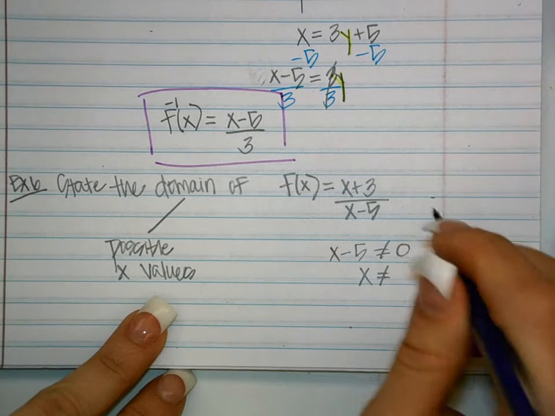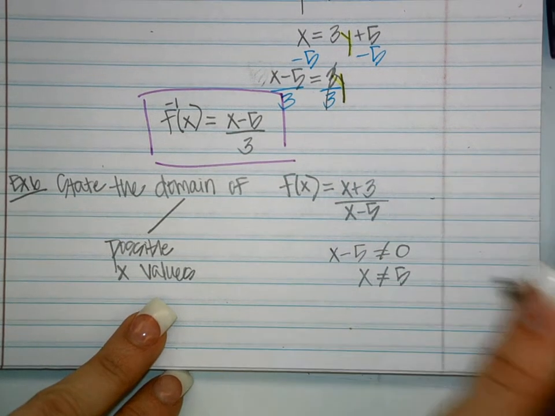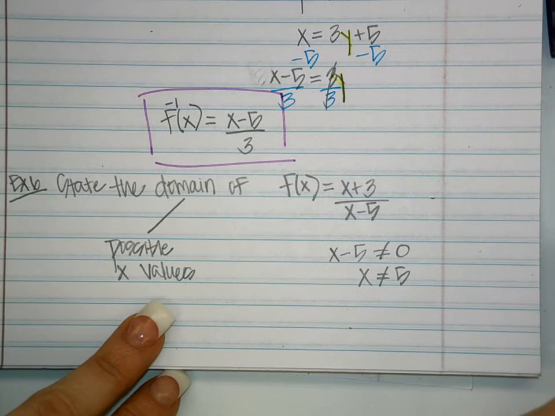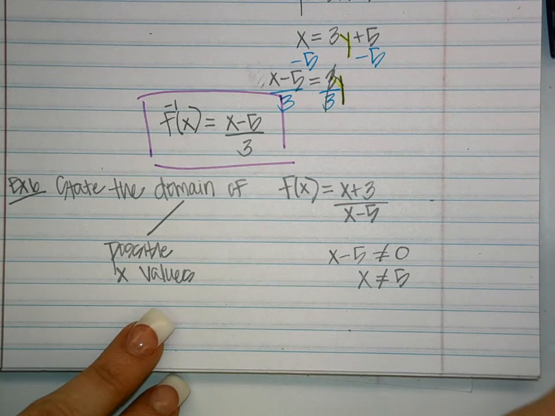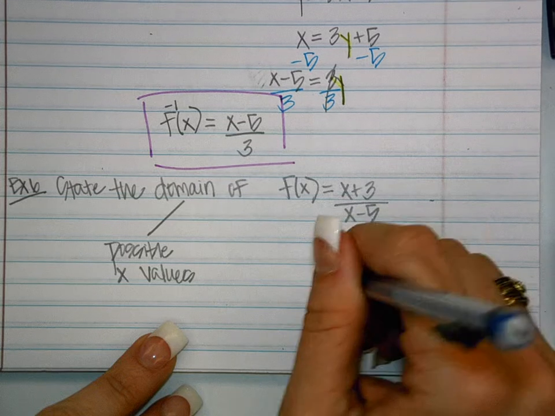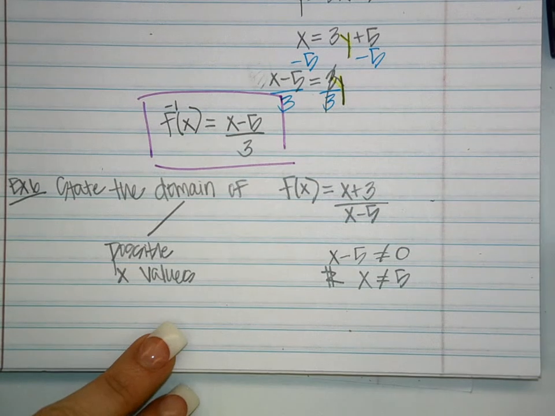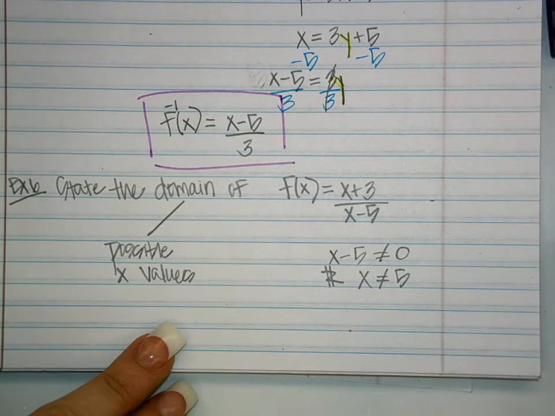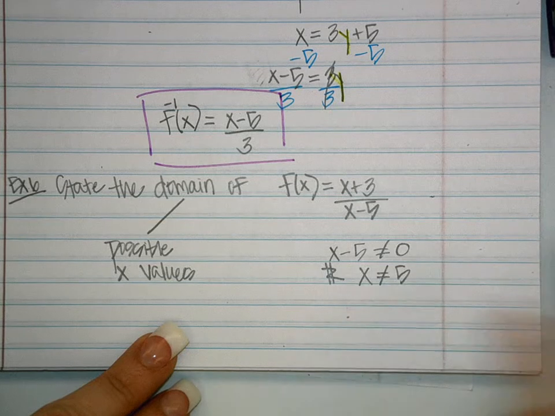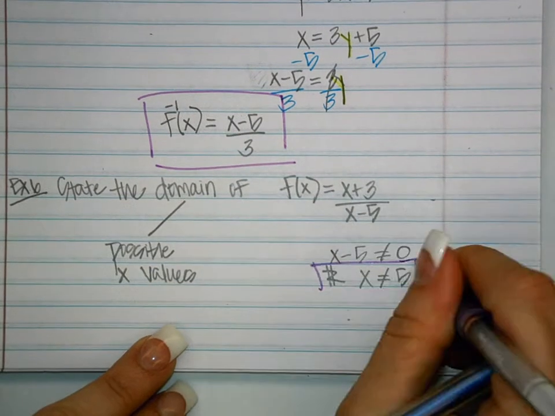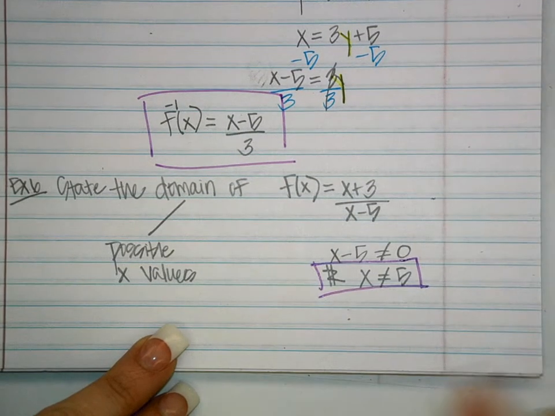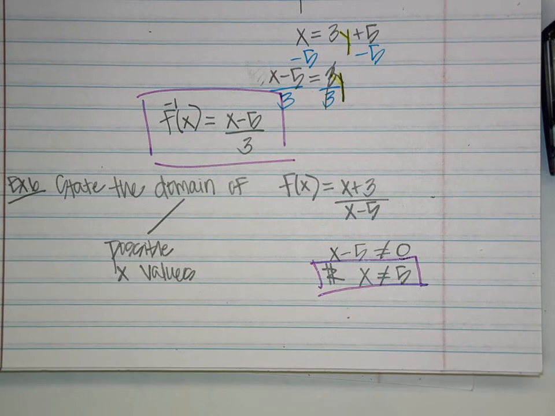X could not equal positive 5, but can it be any other real number? Yes, so how do you write that? All real numbers, with the all real numbers sign, or you can write out all real numbers except x cannot equal 5. That's the domain. So for domain, you're just finding the exceptions. What can x not equal?